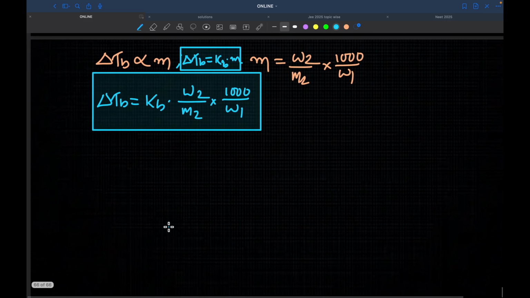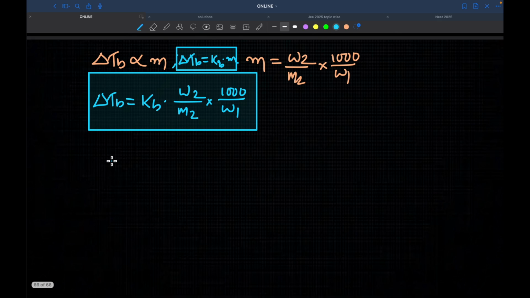So how exactly is it helpful to us? For example, in a laboratory, you are given a compound X. We don't know what X is, and we are not supposed to taste it, we are not supposed to smell it, but we have to find what type of compound it is. For that we use elevation in boiling point, and then the weight, molar mass can be calculated.